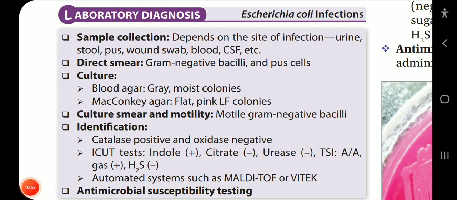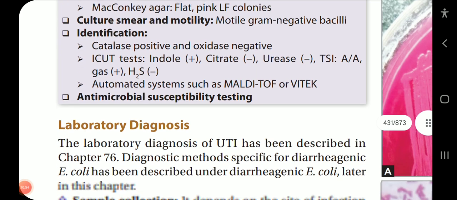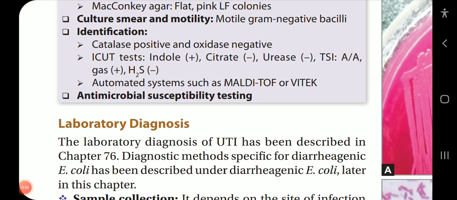Culture smear and motility: motile gram-negative bacilli. Identification: catalase positive and oxidase negative. IMViC test: indole positive, citrate negative, urease negative. TSI: gas positive and H2S negative. Automated systems such as Vitek are used, along with antimicrobial susceptibility testing.